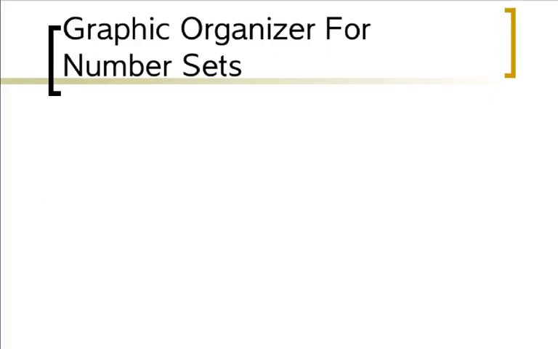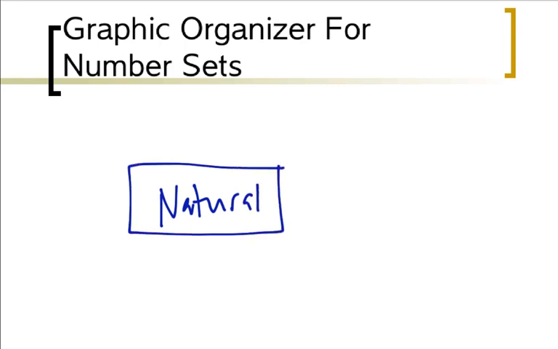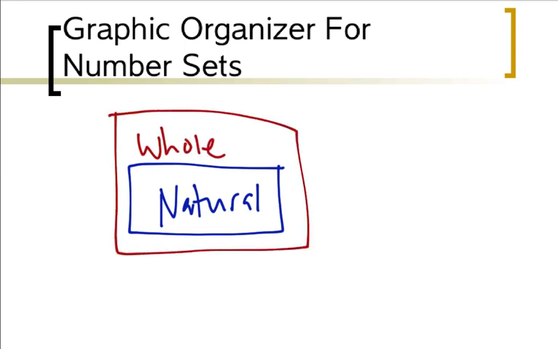So a graphic organizer for this would look something like, starting off with the natural numbers, and then outside of that, but including that, would be the whole numbers. Because we see that the whole numbers, if I draw a box around this, include the natural numbers. So the naturals are like 1, 2, 3. And the whole numbers start off with the same numbers, but they include 0 also. So they have all the same numbers, but it's inclusive and a little bit larger.